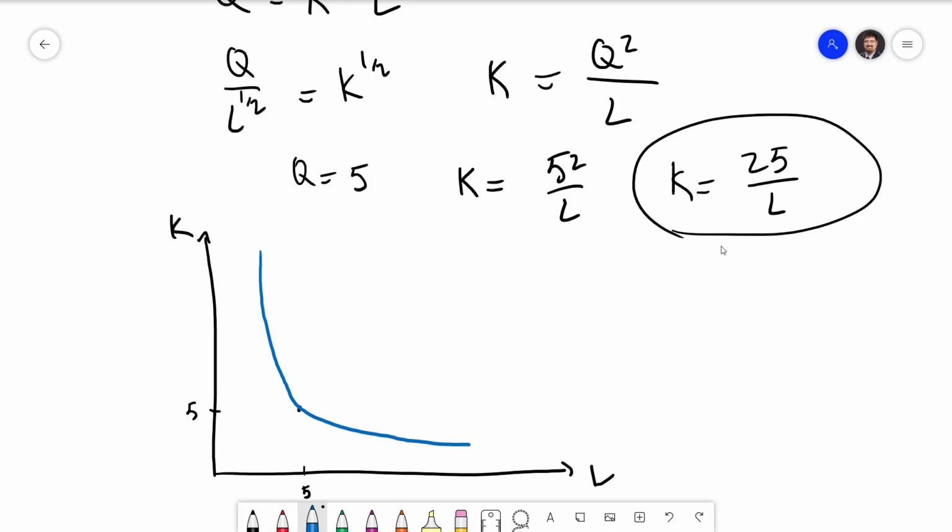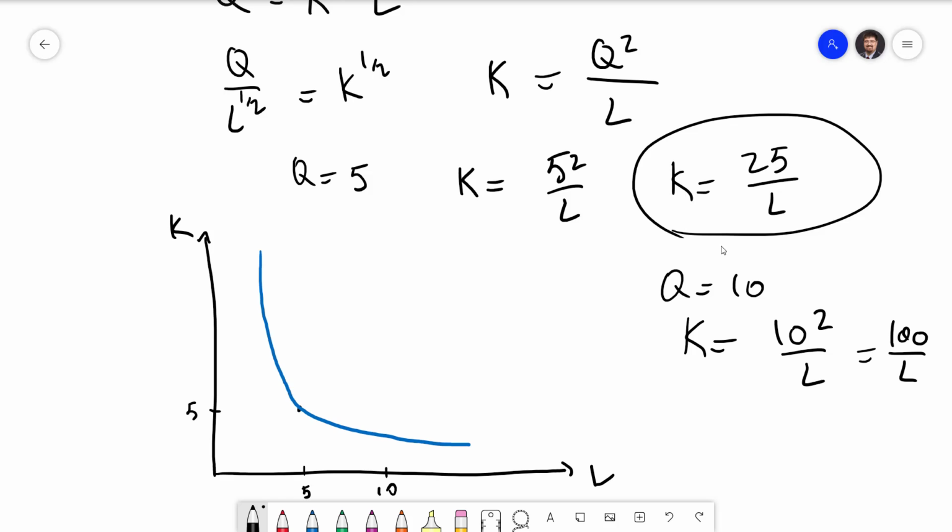Notice these look very similar to the Cobb-Douglas indifference curves that we worked with previously. As such, they're going to follow those same rules. They're not allowed to bend back like I'm drawing here. So we're going to get rid of those. We could do another one. For example, if Q equals 10, then we're going to get K equals 10 squared over L, or 100 over L. 10 labor and 10 capital is going to be a point along this isoquant, and I'm just going to go ahead and sketch that in.